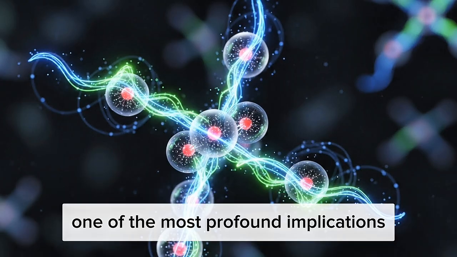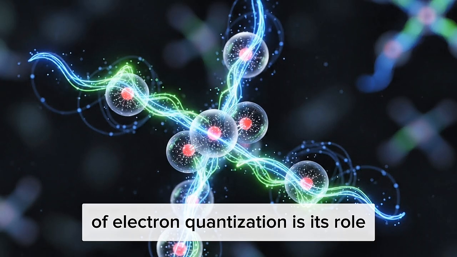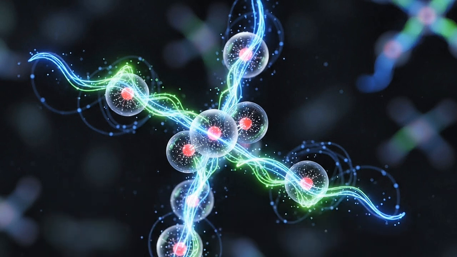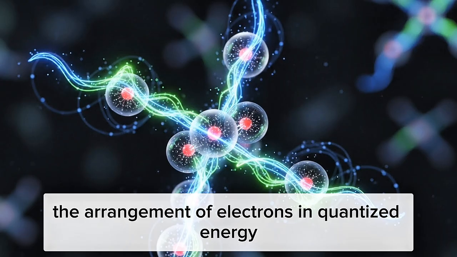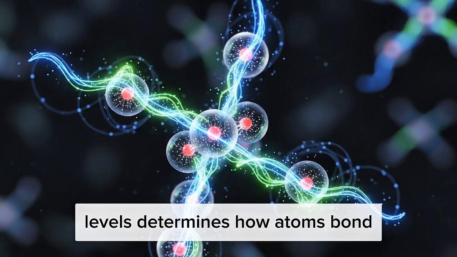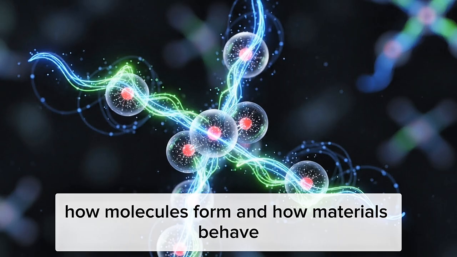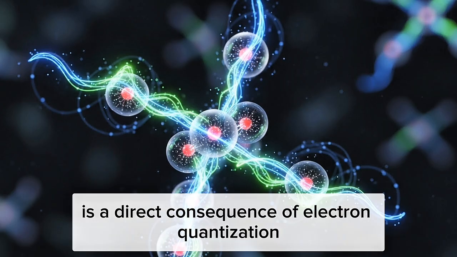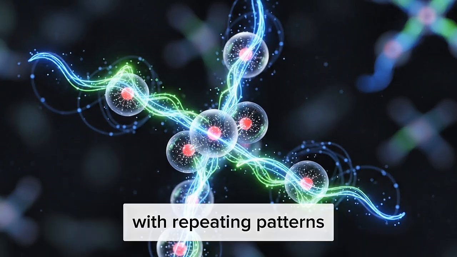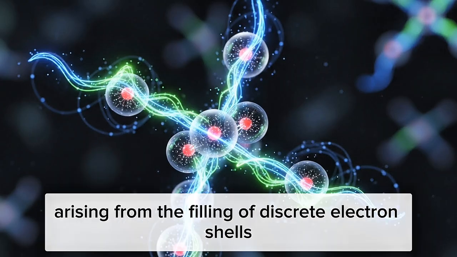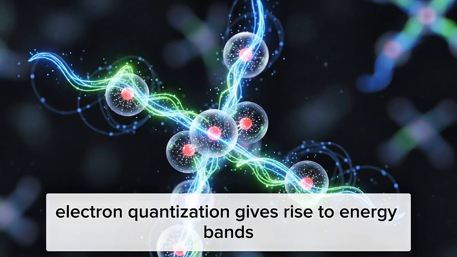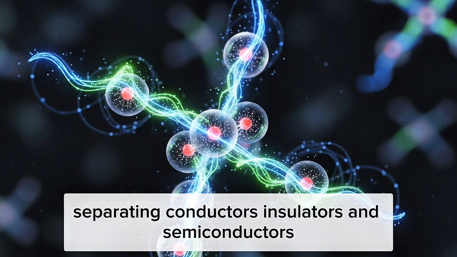One of the most profound implications of electron quantization is its role in shaping the physical and chemical properties of matter. The arrangement of electrons in quantized energy levels determines how atoms bond, how molecules form, and how materials behave. The periodic table itself is a direct consequence of electron quantization, with repeating patterns arising from the filling of discrete electron shells. In solids, electron quantization gives rise to energy bands, separating conductors, insulators, and semiconductors.